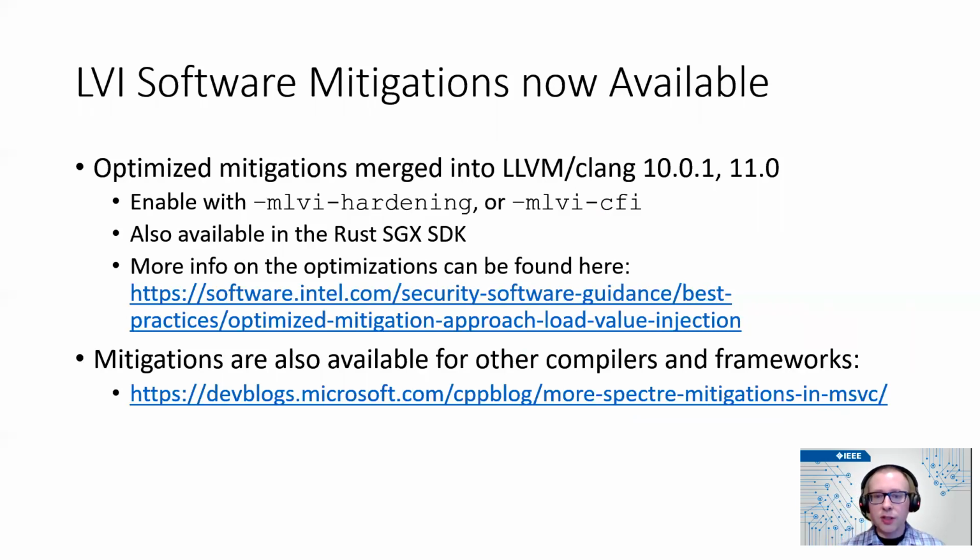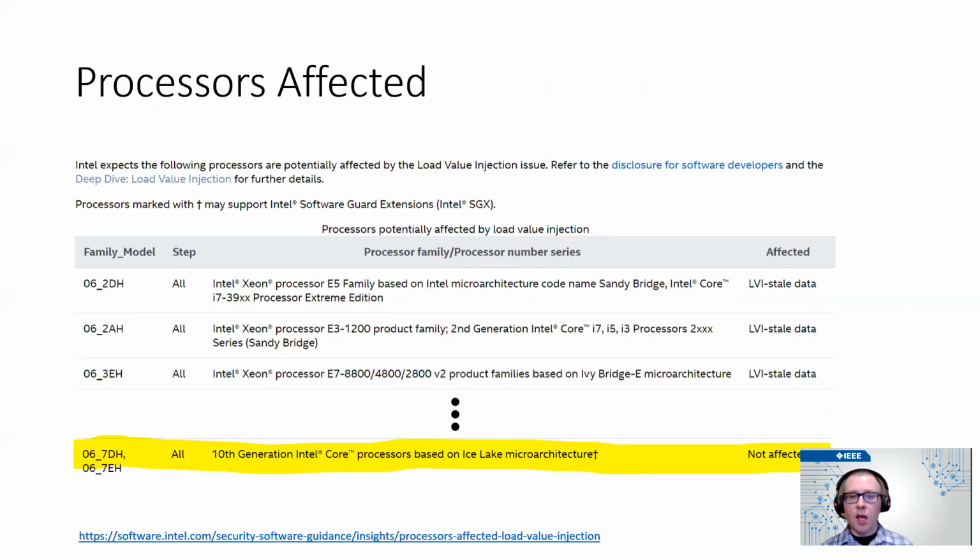So this mitigation is now broadly available as part of LLVM Clang and also the Rust SGX SDK. We are grateful to engineers at Google for helping with the LLVM reviews and also to engineers at Fortanix who upstreamed the mitigations into the Rust SGX SDK. And now newer processors are not affected by LVI. You can find, for reference, a complete list of affected processors on Intel's website.